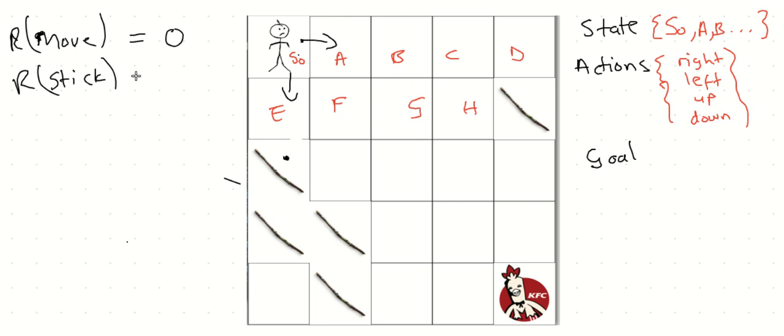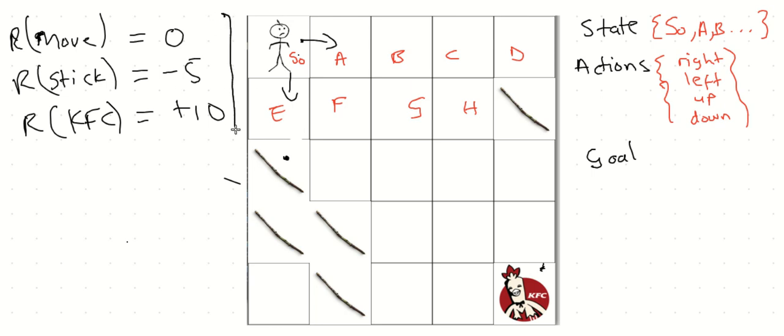It ends up where there's a stick, then he gets a reward of say -5, and if he reaches his KFC goal, he gets a reward of +10, right? So the idea is to maximize the reward, and to maximize the reward, you just need to find the series of actions that will lead you to this state, right, where you've got your KFC. So that's how we define our rewards, like this.